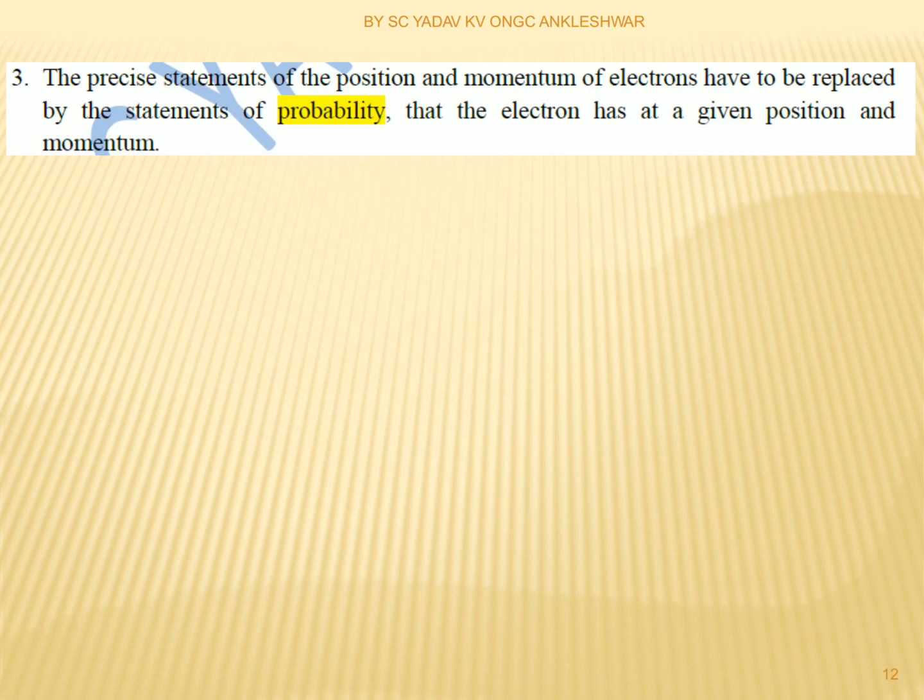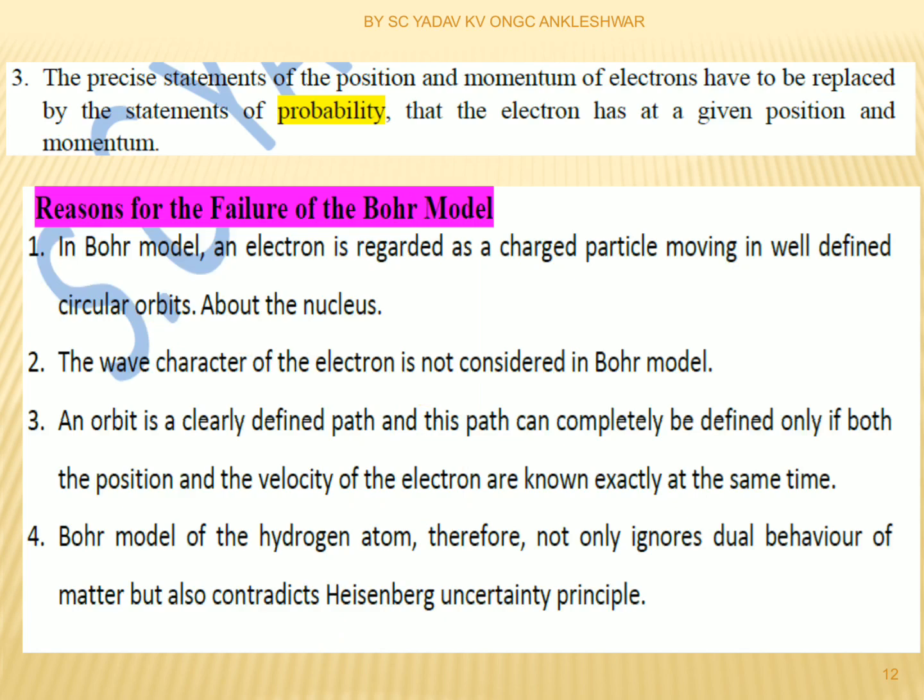Okay, so my dear student, after studying these two principles, the dual behavior of particle and the uncertainty principle given by Heisenberg, we can easily say what the reasons are for the failure of Bohr's model. So these are the points. See, in Bohr model, an electron is regarded as a charged particle moving in well-defined circular orbits around the nucleus. This is the reason, because Heisenberg uncertainty principle stated that we could not find out position as well as momentum simultaneously.